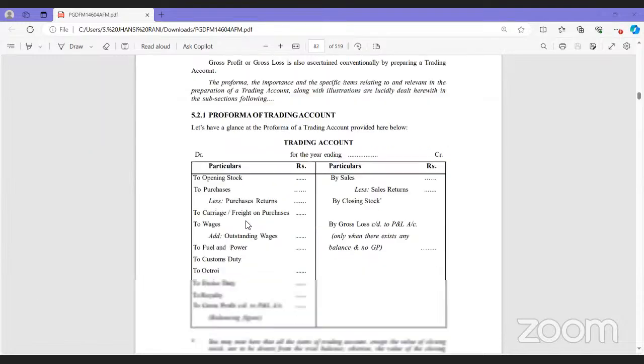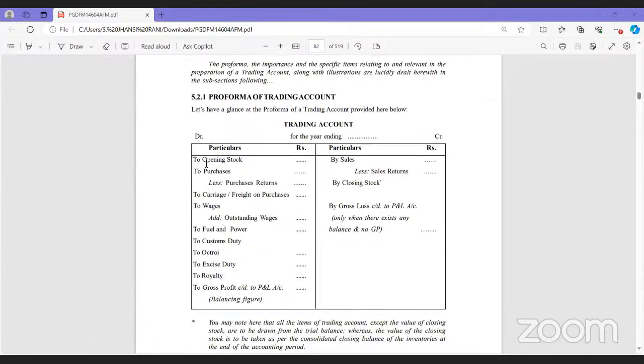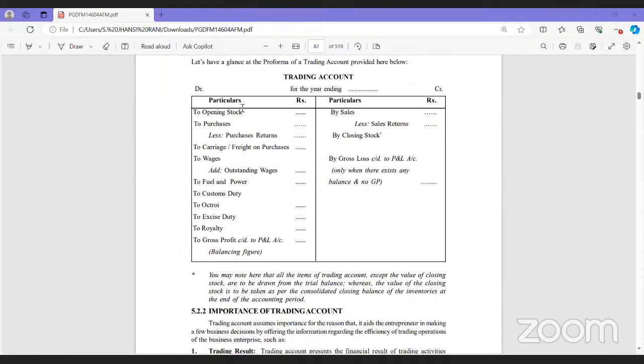Now, see, this is the format. You can just look here. I think the screen is visible to you all. So this is the trading account: opening stock, purchases, purchase returns, carriage or freight on purchases, wages. Outstanding wages means we actually have to pay wages to the labor but have not yet paid, and that will be added to the actual expenditure. Fuel and power, customs duty, octroi, excise duty, royalty charges, all will be added. These are all direct expenses.